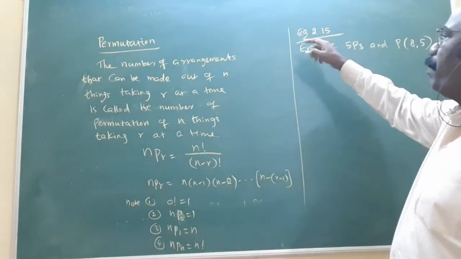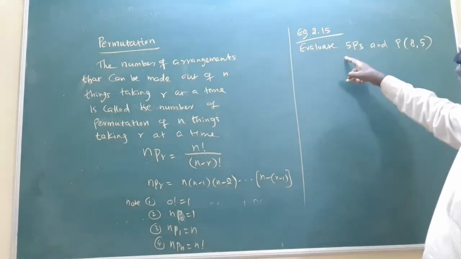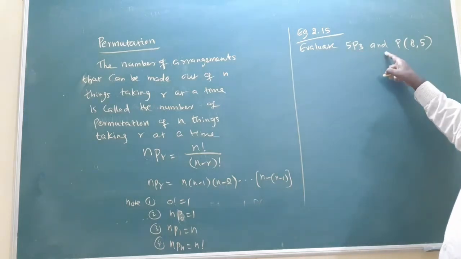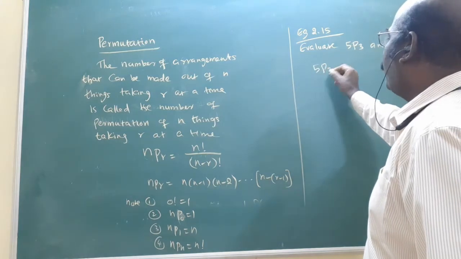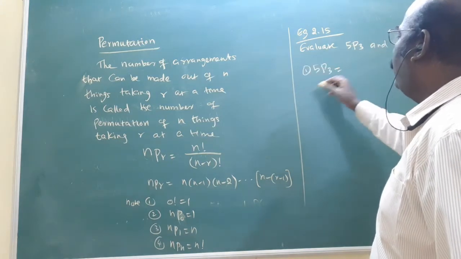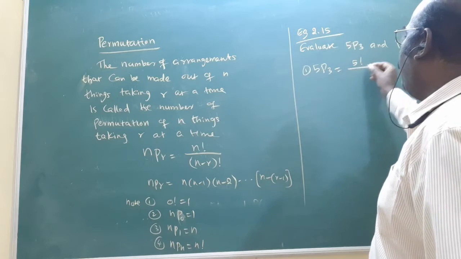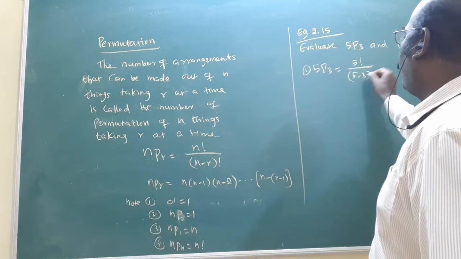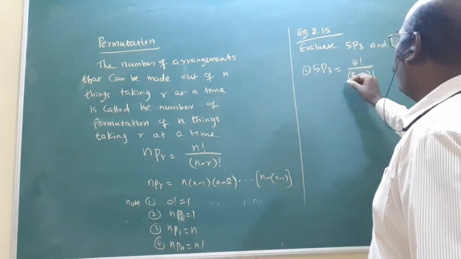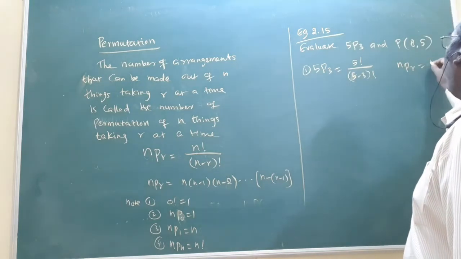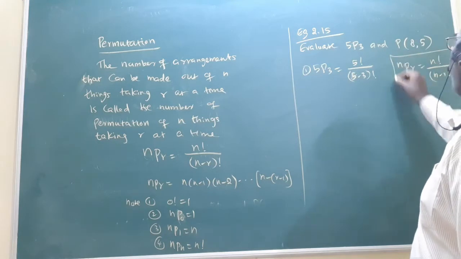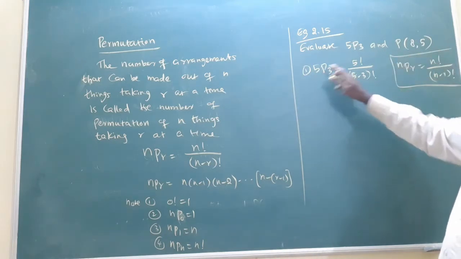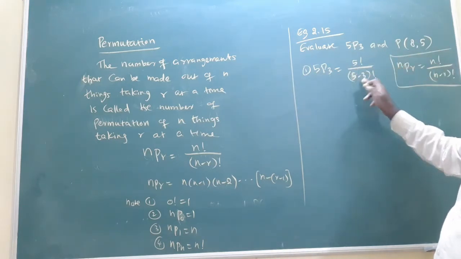First, I will do example problem 2.15. The question is, evaluate 5P3 and 8P5. 5P3. What is the formula? The first one, numerator 5 factorial divided by (5 minus 3) factorial. By using which formula? By using nPr equal to n factorial over (n minus r) factorial. This is the formula, you know. By using this formula, first number 5 factorial divided by (5 minus 3) factorial.